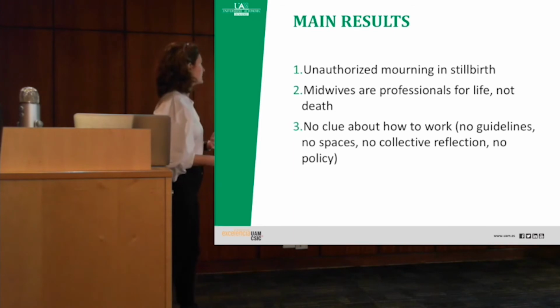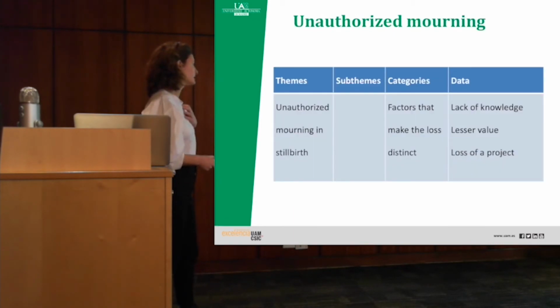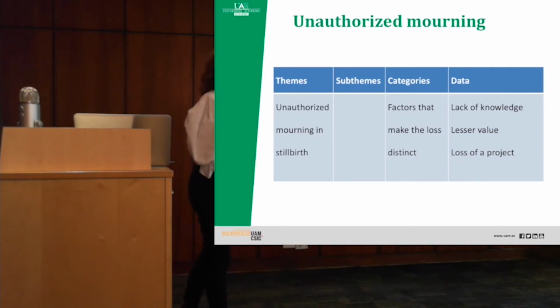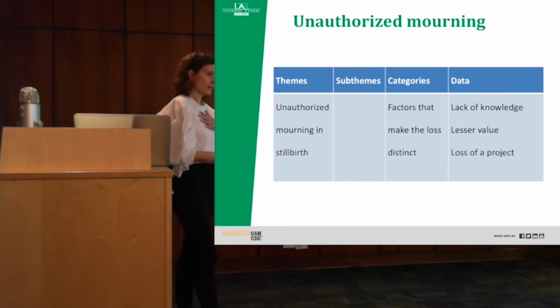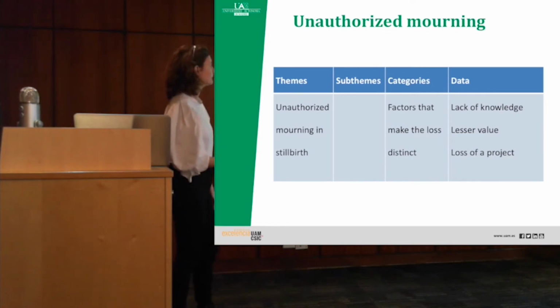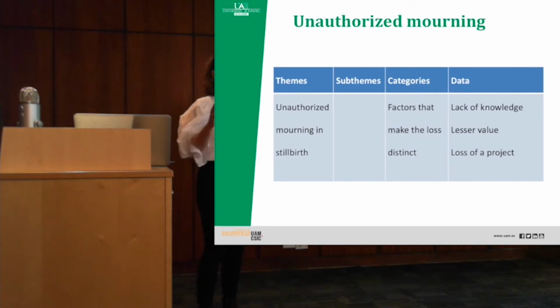Exploring deeply some of these results, we found that they stated that there were some factors that make the loss distinct in this unauthorized mourning. They would say that they have a lack of knowledge about how to confront this mourning. They weren't used to these mournings. They think that the society thinks that these mournings have lesser value. It's not the same to lose a 15 year old child as a 36 week non-born child. And what happens with the mourning is that there is a loss of project with this new baby.